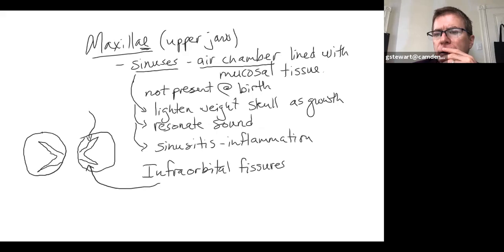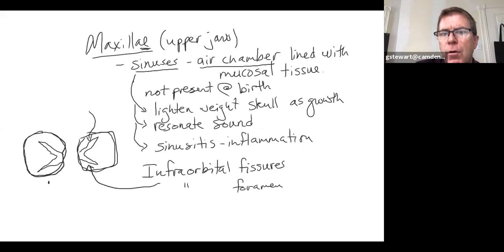And there are also infraorbital foramen as well. Just inferior to these eye sockets on the front of the skull, in the maxilla bone, are two small holes. Those are for cranial nerves, facial nerves, to pass through, and they're called the infraorbital foramen.